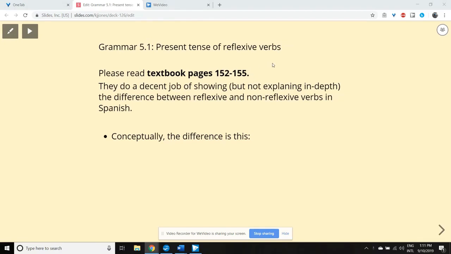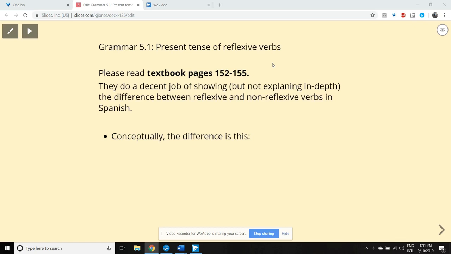Hi, everybody. Welcome to your grammar video for Grammar 5.1, which is, as you can see, because it's in English, present tense of reflexive verbs. Make sure before you try to watch this video that you've read pages 152 to 155 in your textbook.